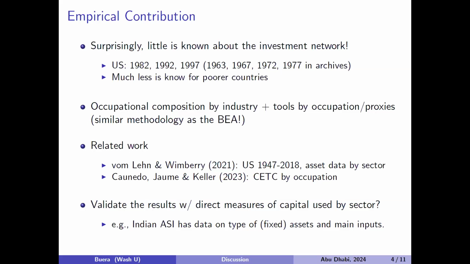They think someone recently already worked on that. They mentioned this work by Von Lehm and Wimbury. They use asset data by sector. I suspect that the asset data by sector uses similar measurement. It would be curious to see how that is done. Von Lehm and Wimbury provide a yearly investment network for the US going back to the 40s, and they extend it to ICT and so on and so forth.